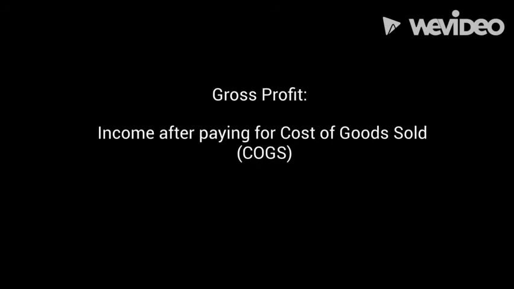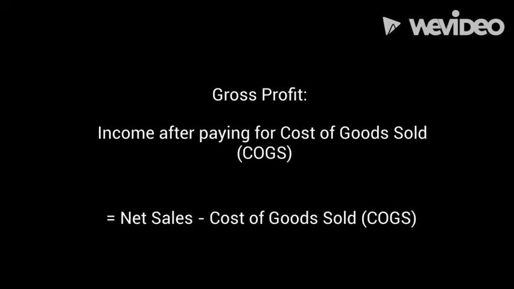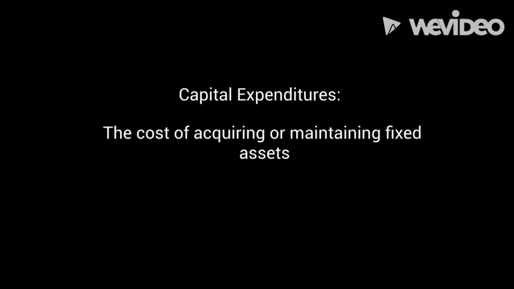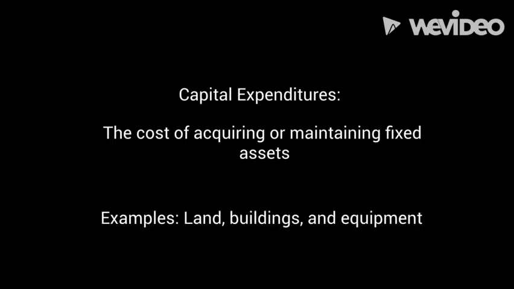Your gross profit is how much money you make after paying for the cost of goods sold. It is calculated by taking the net sales and subtracting your cost of goods sold. Now let's talk about capital expenditures. Capital expenditures are the cost of acquiring or maintaining fixed assets. Some examples of fixed assets include land, buildings, and equipment.